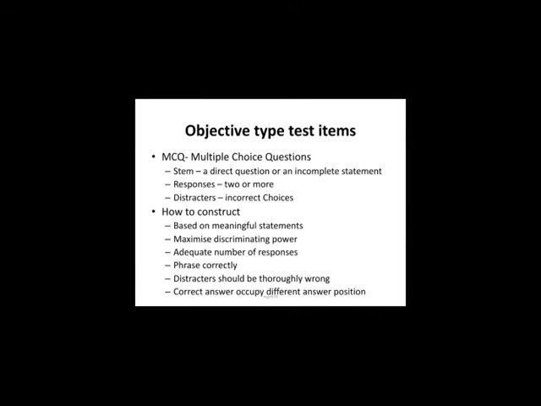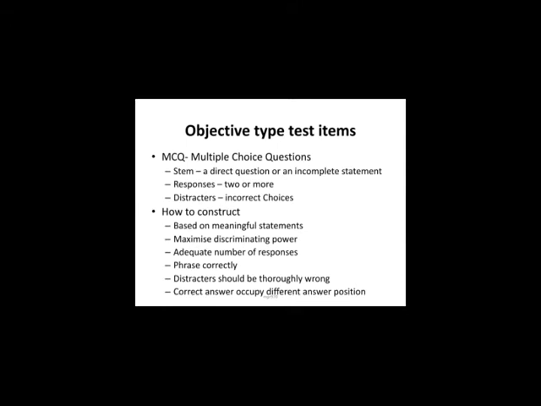Now we can look into detail about objective test items. The first one is MCQ, that is multiple choice questions. Multiple choice questions will have a stem. A stem means a direct question or an incomplete statement, followed by responses. Responses are generally more than two. We find in many objective type systems, the responses will be provided in numbers, 4 or 5.